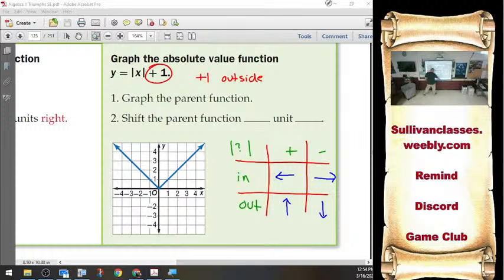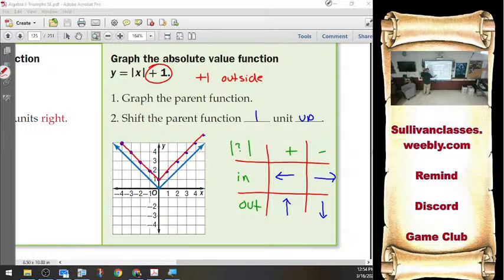So I'm going to shift this whole thing 1 unit up. That means every single one of the points that you see, this point, this point, this point, all of those, take every one of them and move them up 1. Connect the dots. That's where our graph is now. Okay? So make the graph.